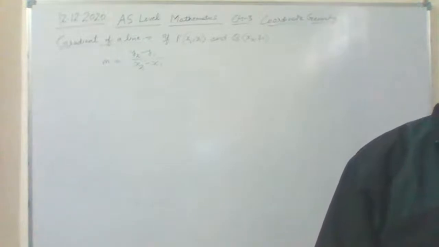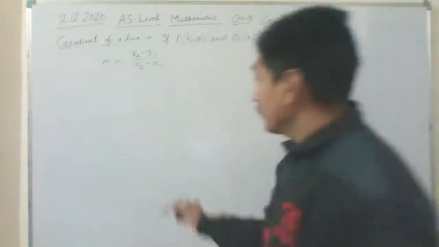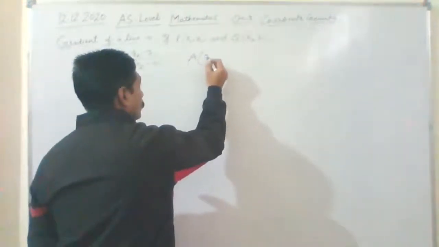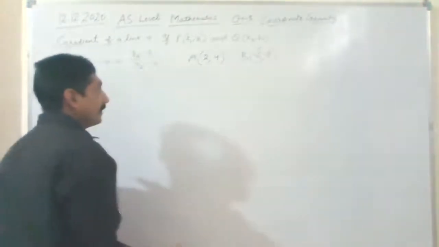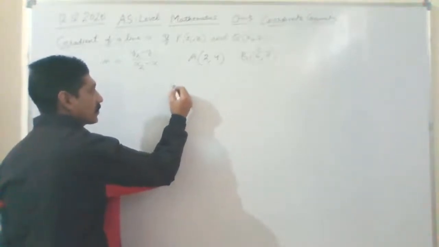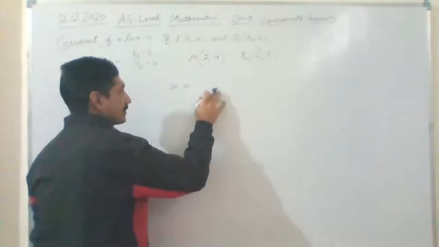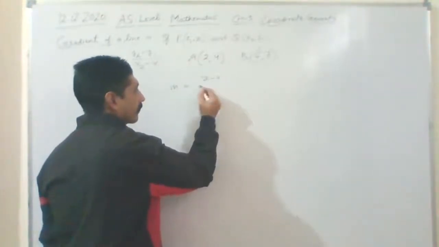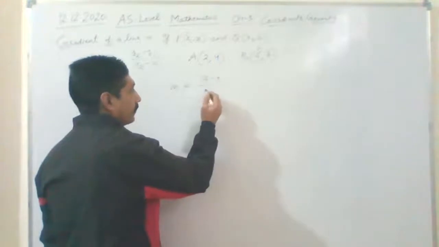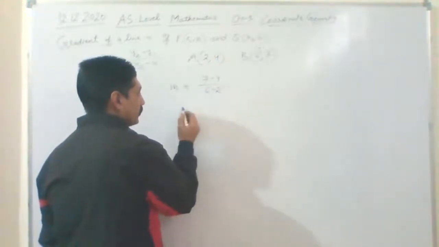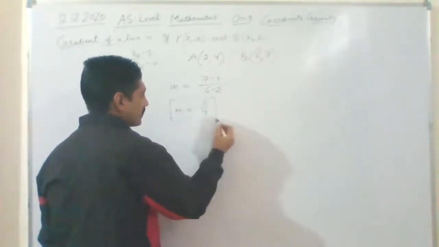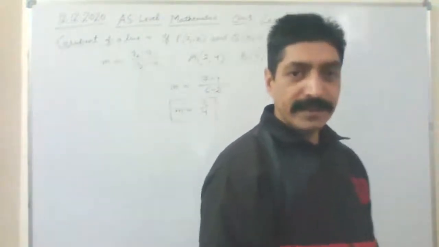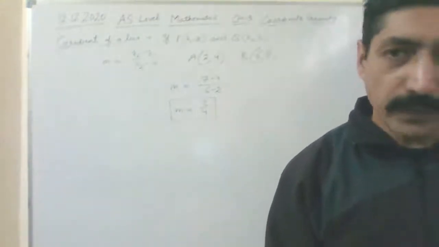If we have points A and B, where A is 2, 4 and B is 6, 7, then the slope here is 7 minus 4 upon 6 minus 2. So m is equal to 3 by 4. The gradient is 3 by 4, right?